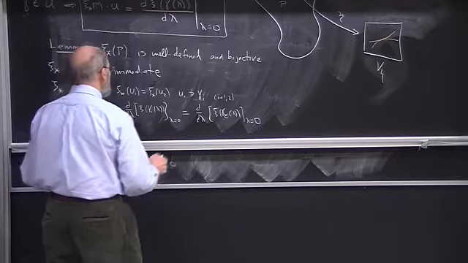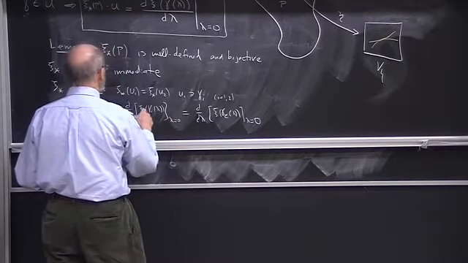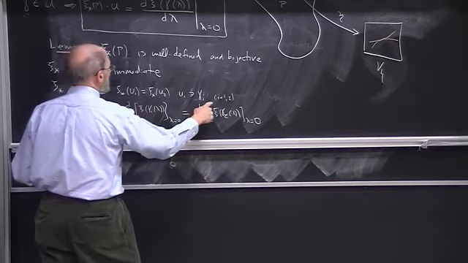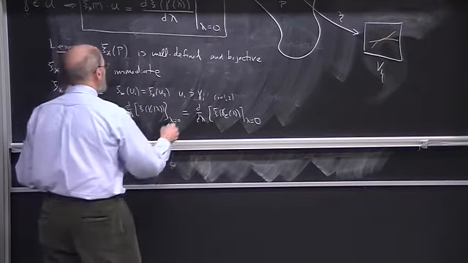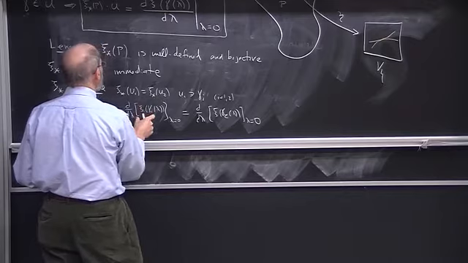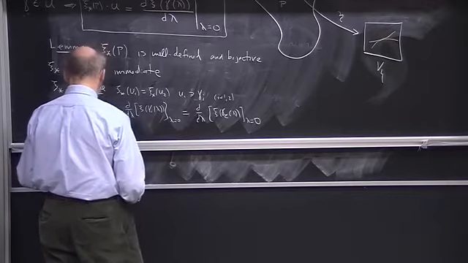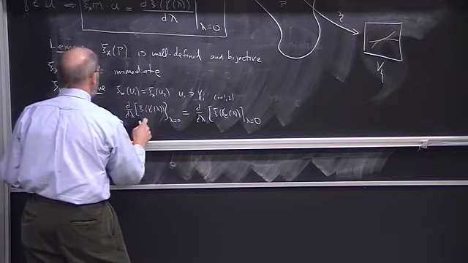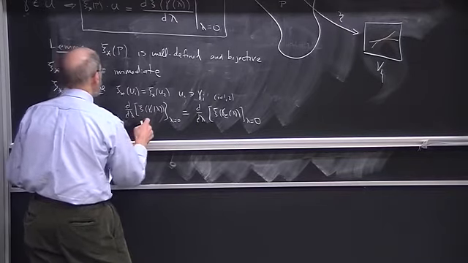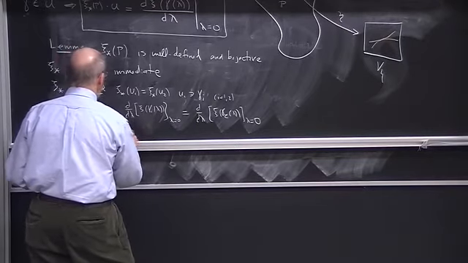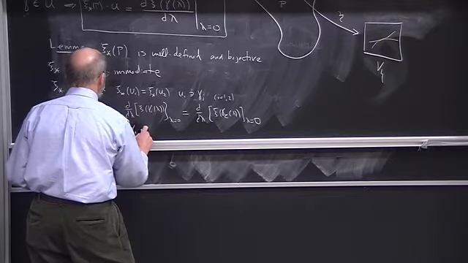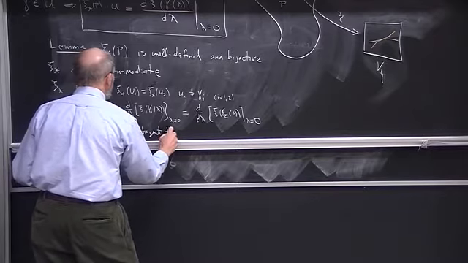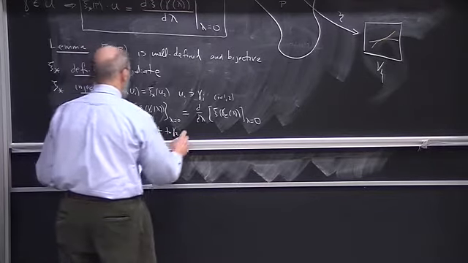But then, this is what C star of U1 is, and this is what C star of U2 is. So if C star of U1 equals C star of U2, then these two things are equal. But this is, by definition, the statement of how we define tangency. Right? So this says that gamma 1 is tangent to gamma 2 at P.